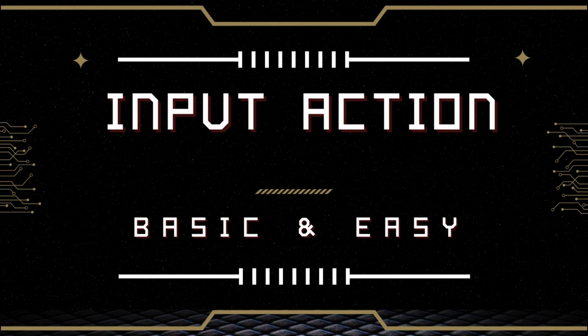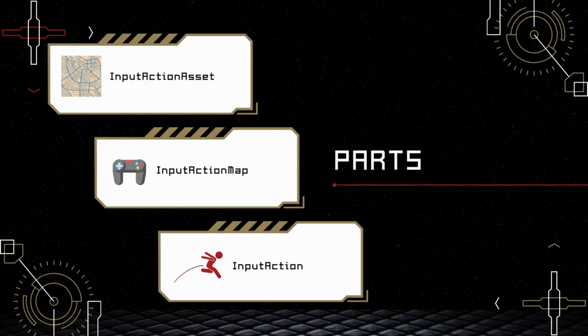Yes, we called it the new input action system 2 years ago, but I think it's safe to just say input action for now. It's already 2 years, and we can see this input action in three parts, which are input action asset, input action map, and input action. See it like this: input action asset is a collection of input action maps, and an input action map is a collection of input actions. To be more clear, let's see an example.